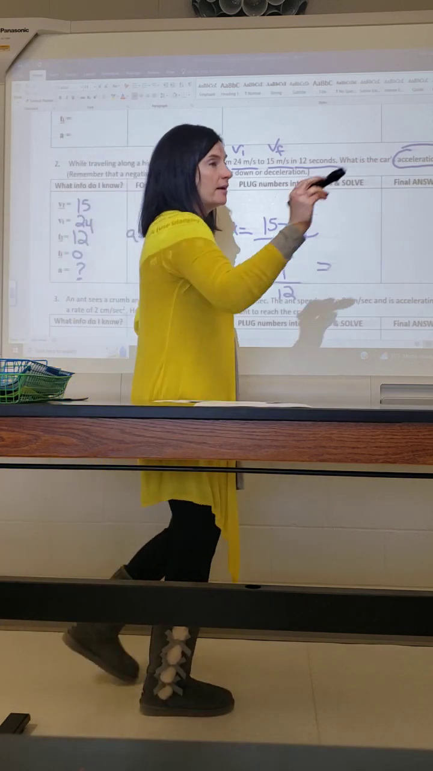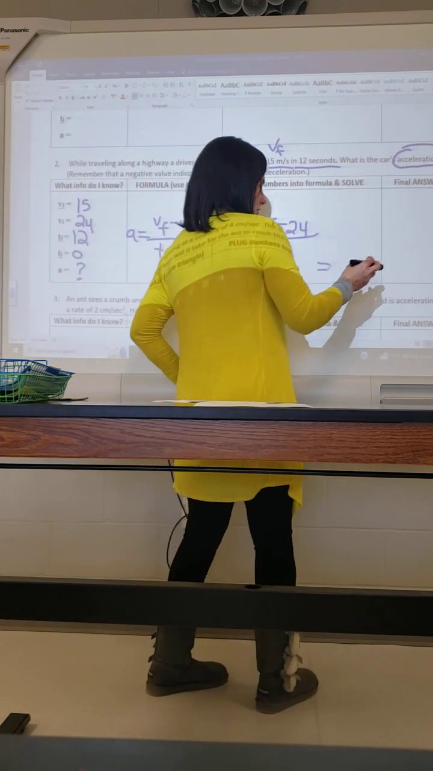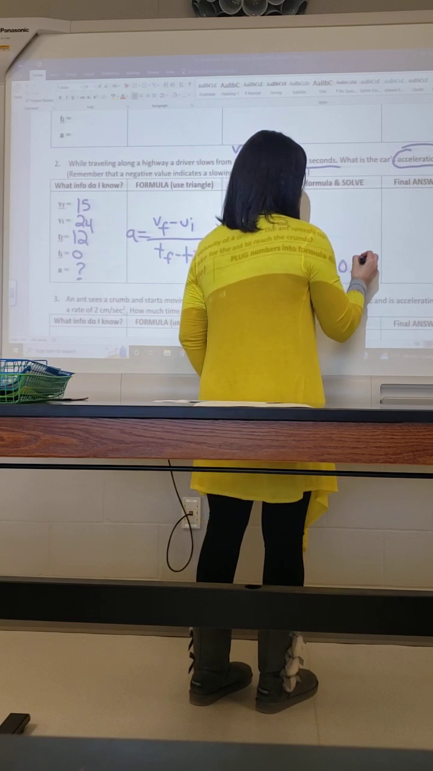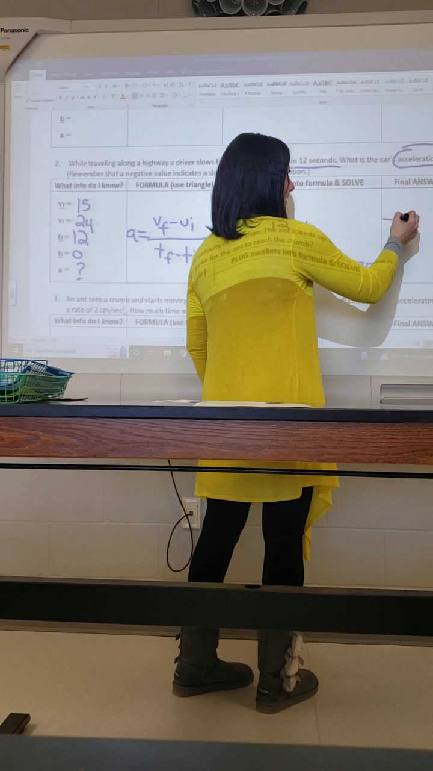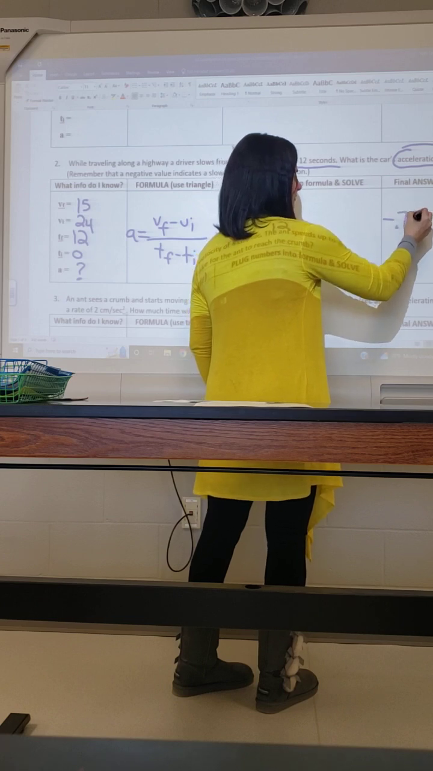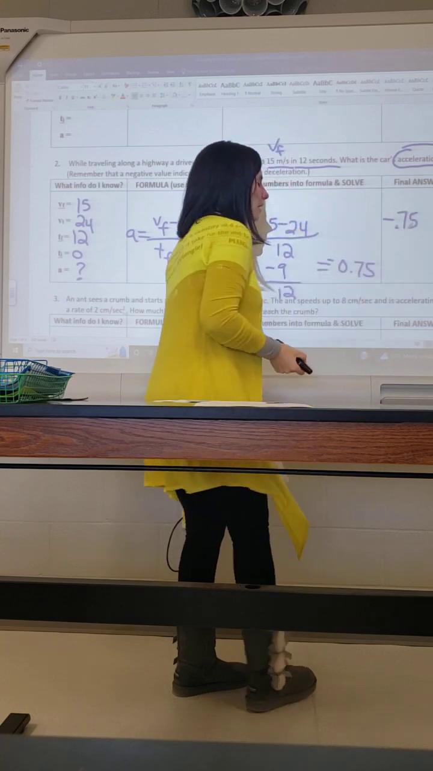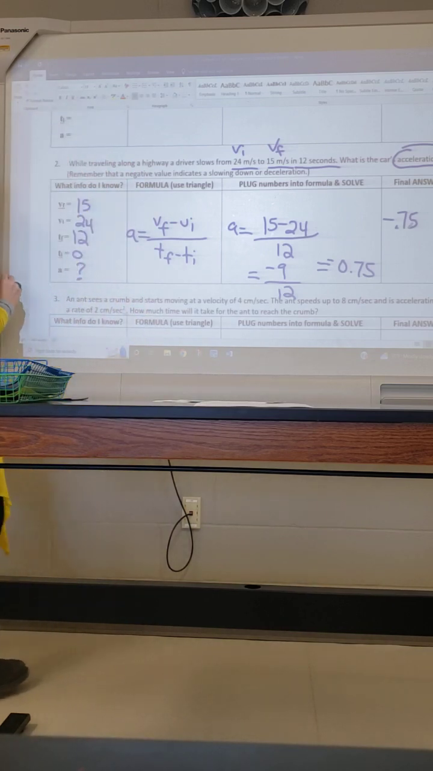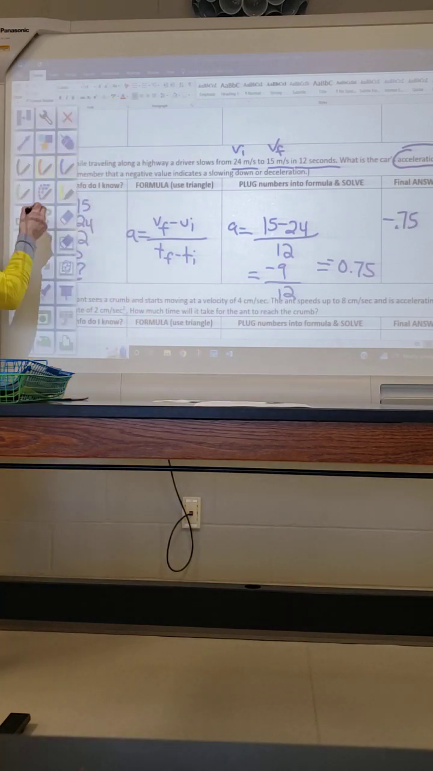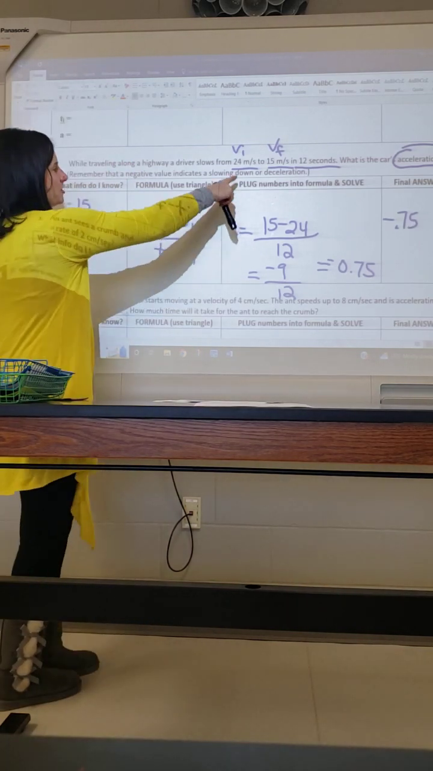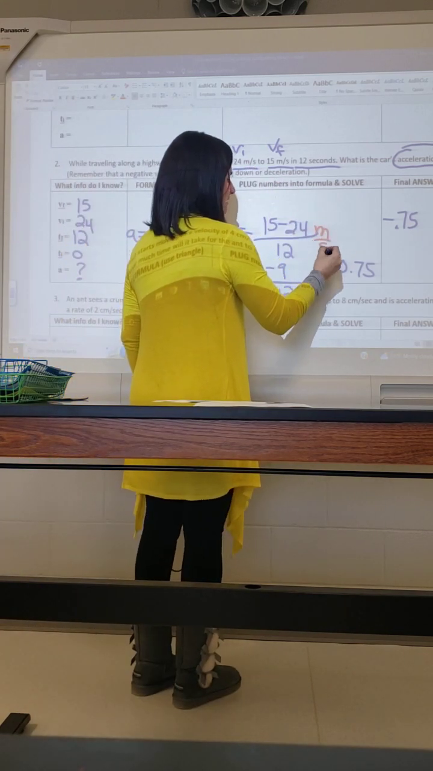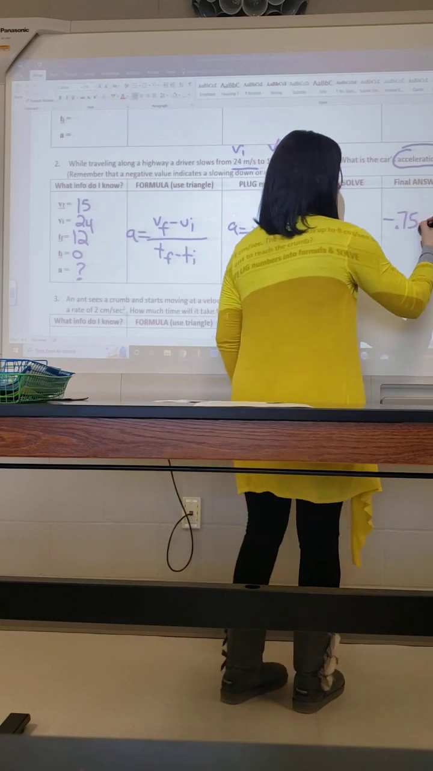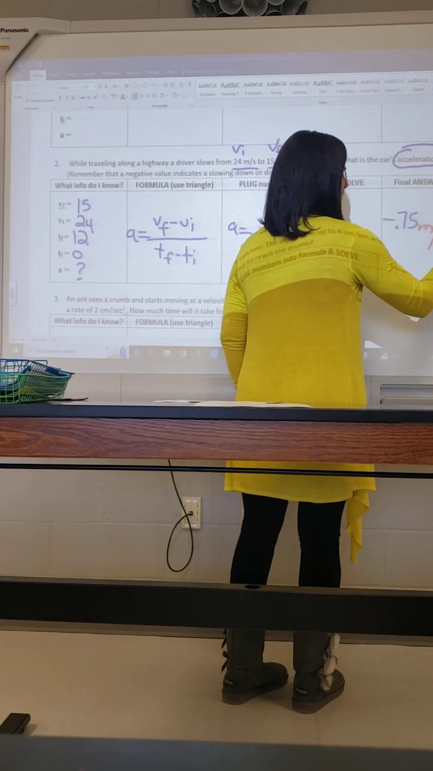I know one thing. Okay, 0.75, and I'm gonna need to make sure I include that negative. So I'm gonna have negative 0.75. And then I need to make sure I include my units. Again, these units are still the meter per second, and my time is still a second. So this becomes a meter per second squared.